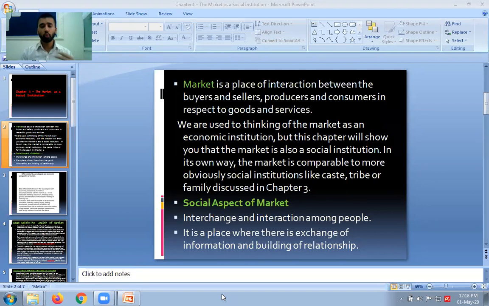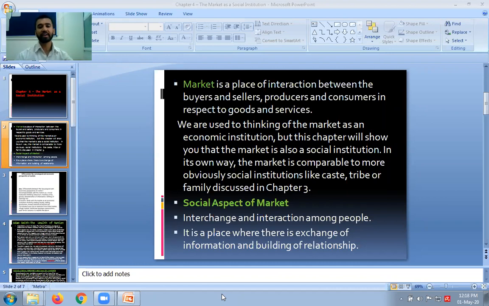So I always build a relationship with that particular person. We start knowing different people when we visit any market, and with the passage of time, we get a good understanding among ourselves. That is exactly what happens in the market. There is exchange of information that takes place among people. Building of relationship also takes place in a market. That is a social aspect.